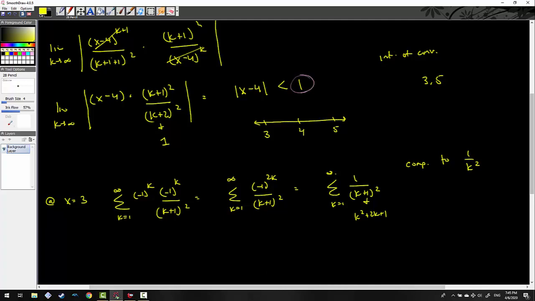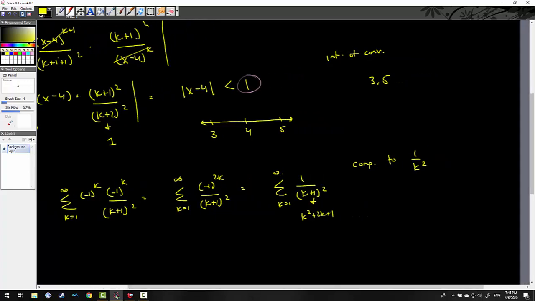Now this one here, if you're not comfortable doing a direct comparison, limit comparison will get you the same thing. We'll compare them to 1 over k squared. So, 1 over k squared versus 1 over k plus 1 squared. Remember, direct comparison is always best done when the functions are easy to compare in your head. I know that my 1 over k squared is converging, so it needs to flatten out this 1 over k plus 1 squared, which means it needs to come in from above.